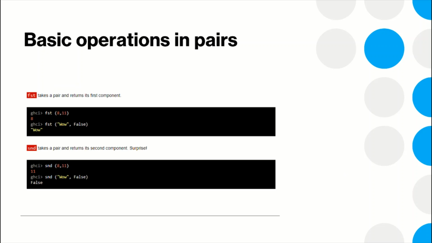So for example, we have a pair, which is a tuple of size 2. In the first example we have a tuple of two numbers, 8 and 11, and the first function, fst, is going to return the first element of the tuple, and the second, snd, is going to return the second element. This function only works with pair tuples.